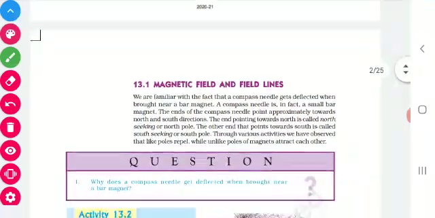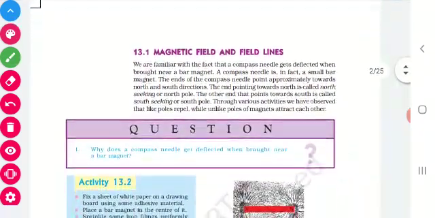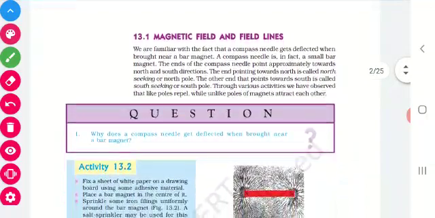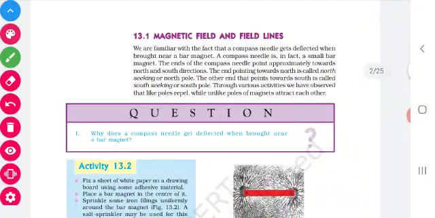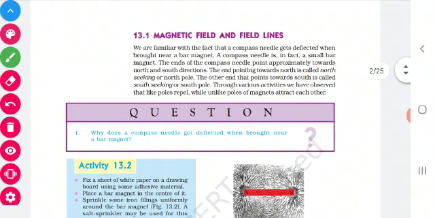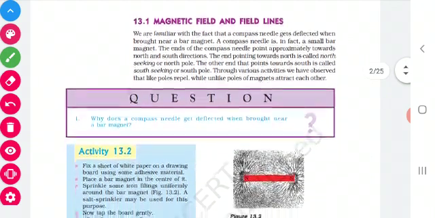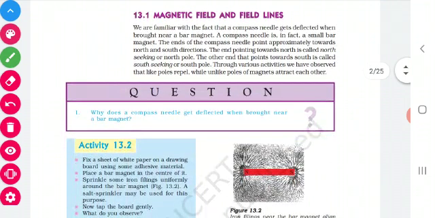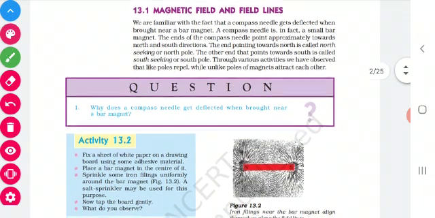Children, have you all understood up to this? Then we are going to the next topic, 13.1, magnetic field and field lines. Before going to this topic, let us see some of the basics.